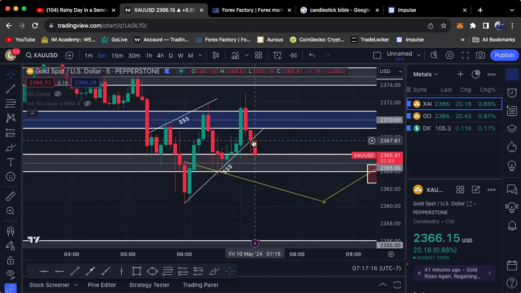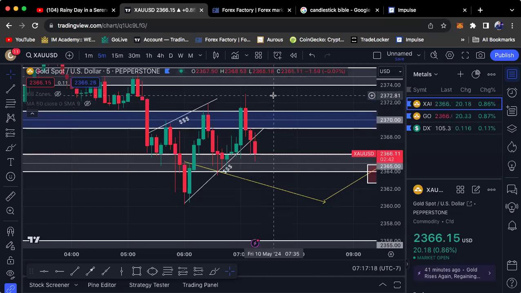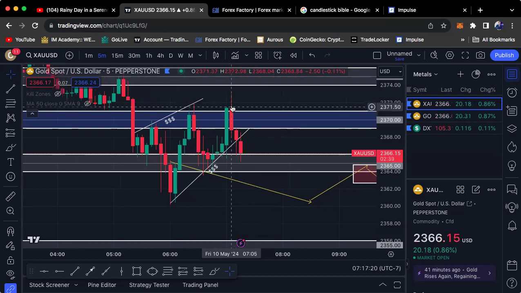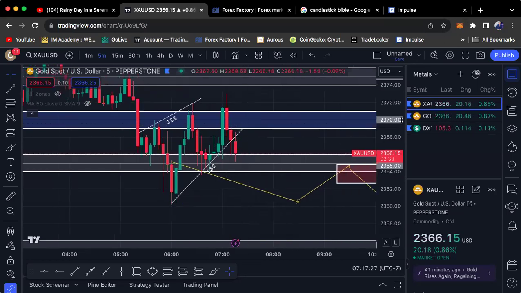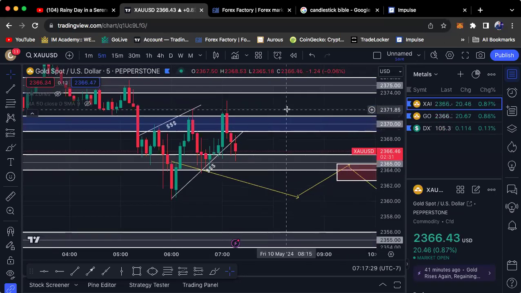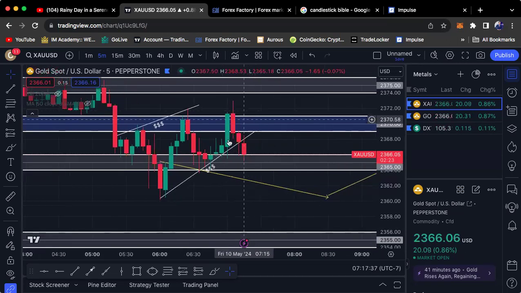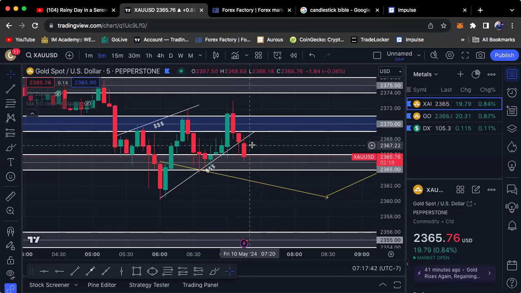You see why it's so important to wait for that next break of structure and wait until after news to trade, because it does something like this. It gives you a big push up, but eventually it's going to continue to the downside.